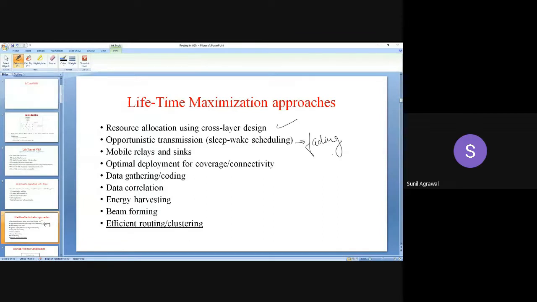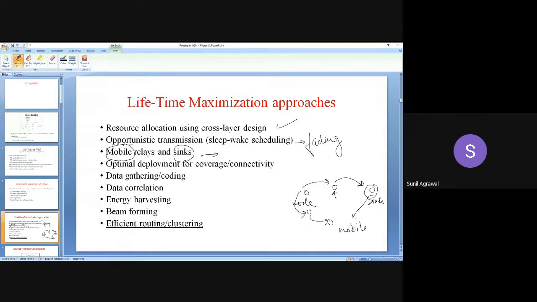Another thing is that we can employ a mobile relay or mobile sink. Let us say this is a node, this is a sink, right? So this node has to communicate through this node always, right? So this node is going to deplete its battery at a very fast pace. So if this sink is allowed to move, if this sink is made mobile, then sometimes the sink will be here. Then this node has to communicate with some another node.